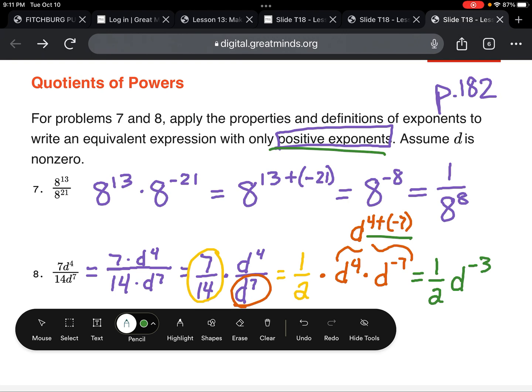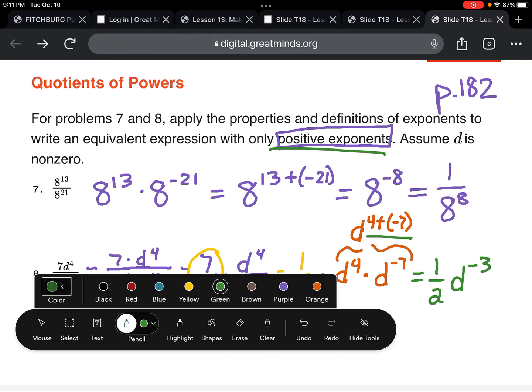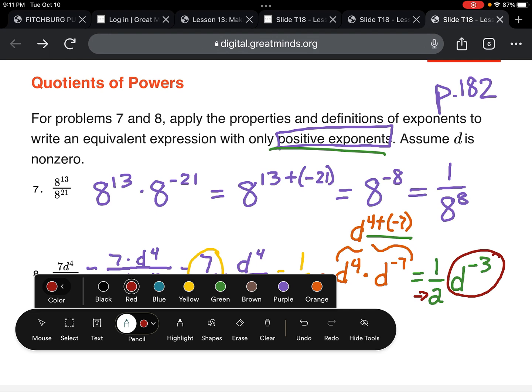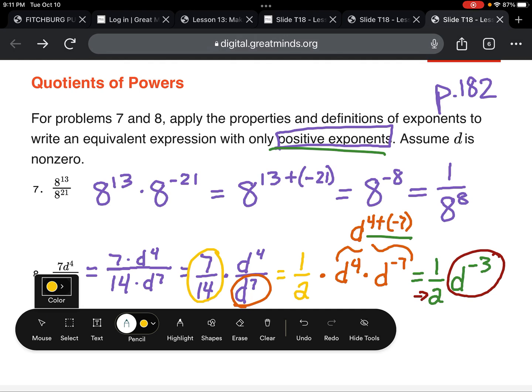Again, I'm supposed to be writing only positive exponents. So this D to the negative 3rd power is going to have to go in the denominator. I already have a 2 in the denominator. So this D to the negative 3rd power is going to go into the denominator, just like my 2. My 1 is going to be the part that stays in the numerator.